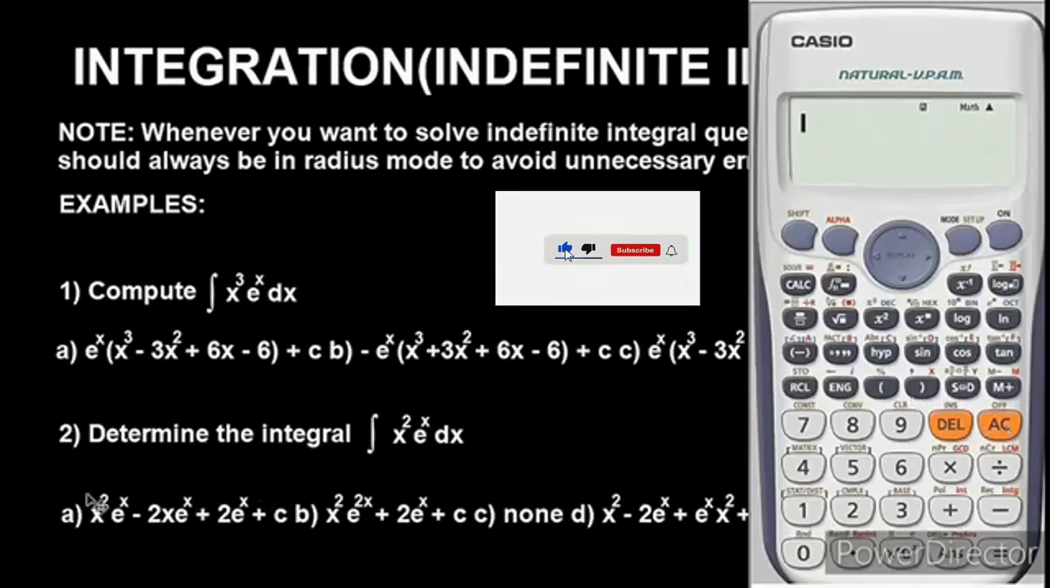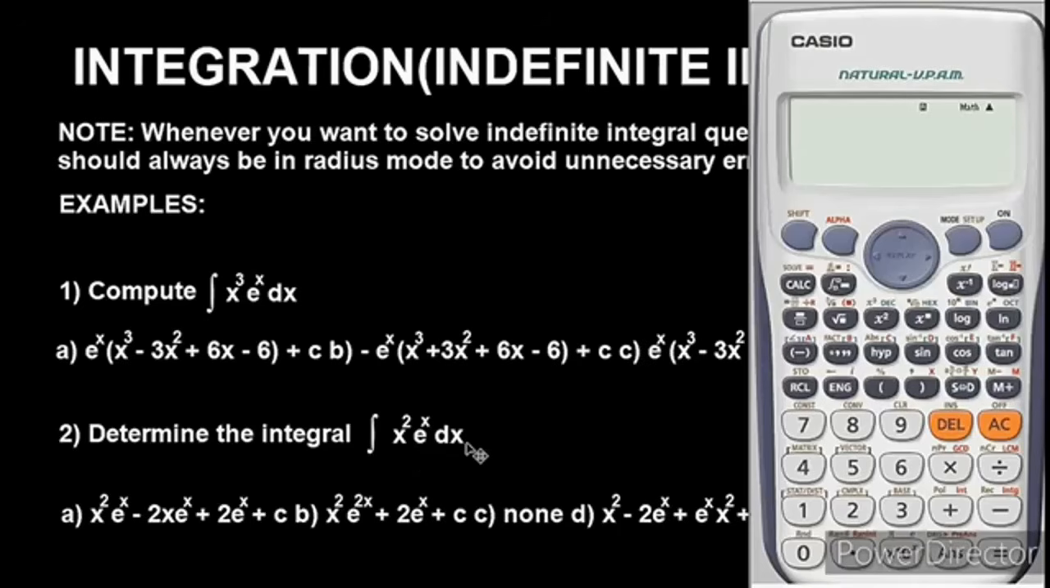The example 2 here says, find the integral of x squared exponential raised to the power x. So let's evaluate the integral function. We have x squared, alpha x squared, exponential raised to the power x, shift exponential, alpha x. So let's press equal to, 29.55. So let's differentiate the options to get the one that gives us 29.55.